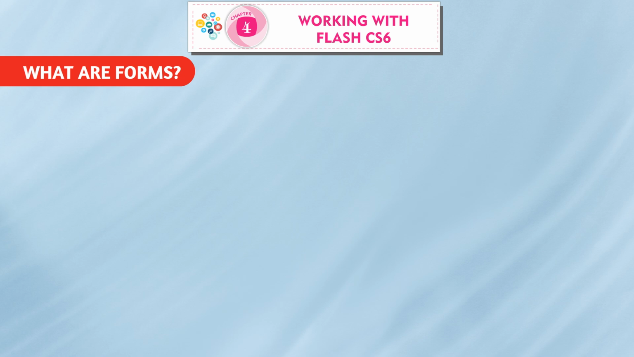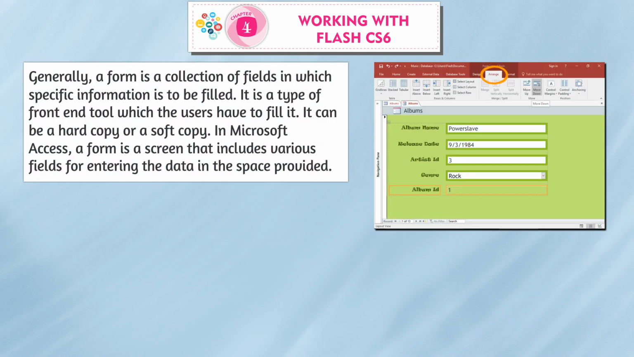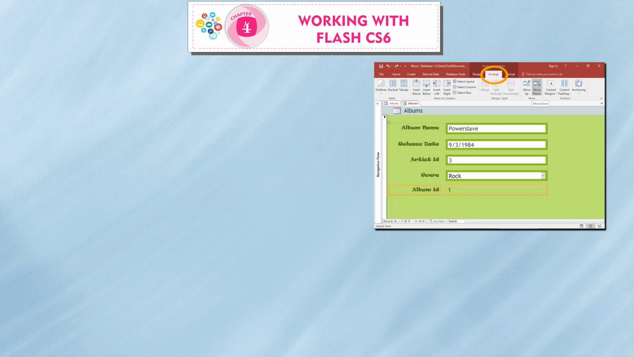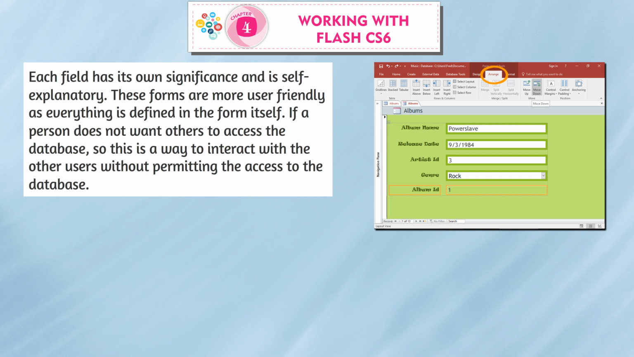What are forms? Generally, a form is a collection of fields in which specific information is to be filled. It is a type of front-end tool which the users have to fill. It can be a hard copy or a soft copy. In Microsoft Access, a form is a screen that includes various fields for entering the data in the space provided. Each field has its own significance and is self-explanatory.